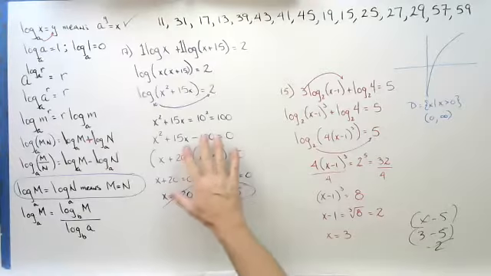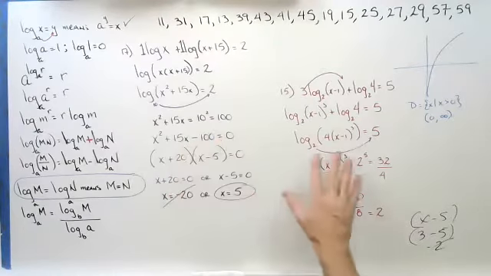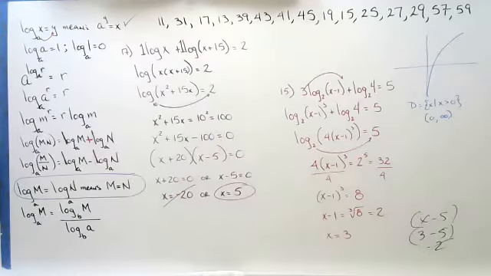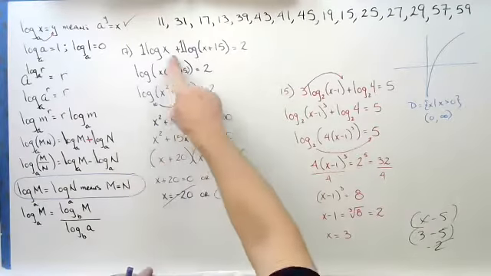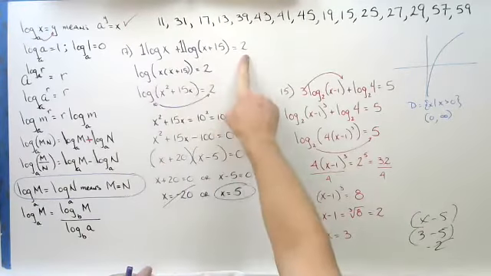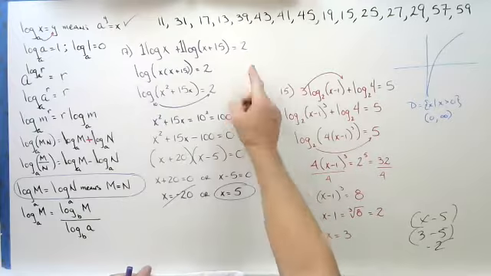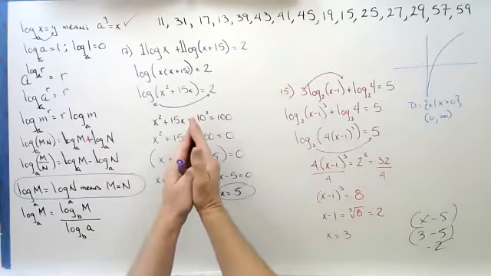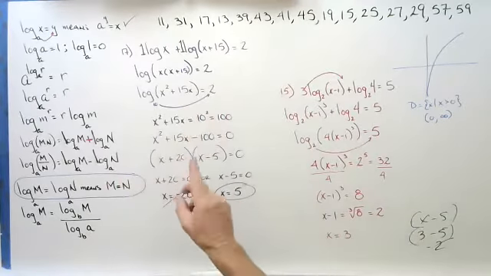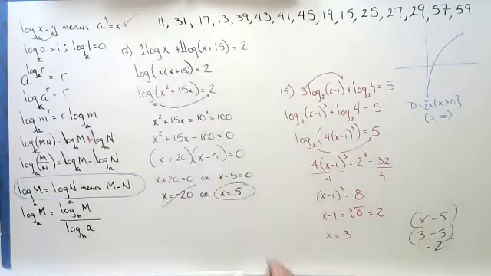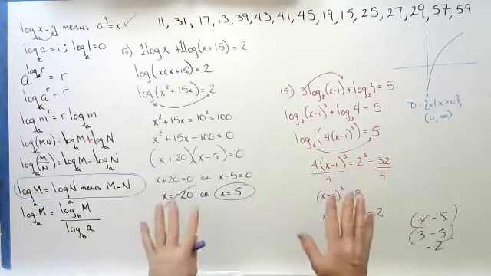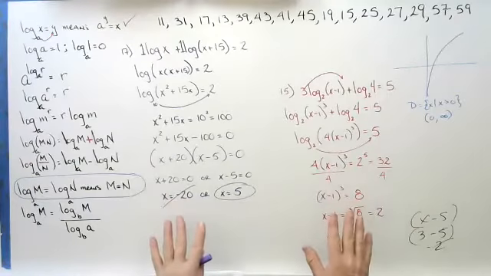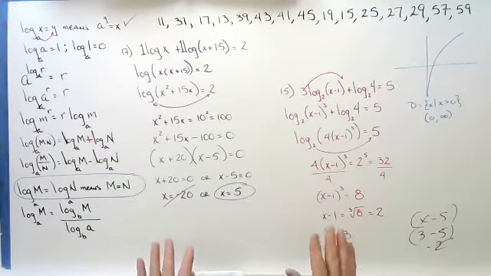So this problem looked like this problem. We had logs on one side, a number on the other. We put our logs together, and then we made them go away using the definition. So those two problems had the same steps, right? The same steps in their solution strategy.